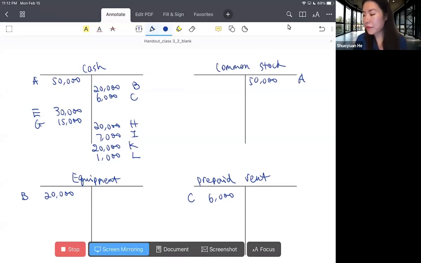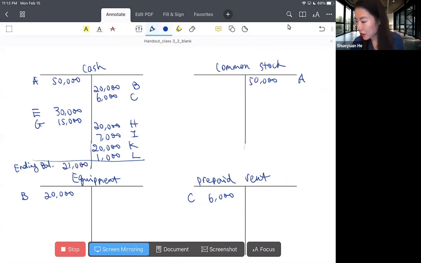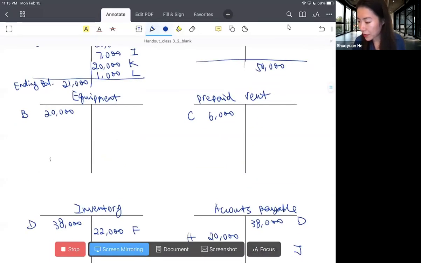So after we have posted all of the journal entries to ledger accounts, the next step is to make the unadjusted trial balance. But before that, we need to first calculate the balance for each of the accounts. So for cash, the ending balance is at the debit side, which is 21,000. Common stock ending balance is 50,000. Equipment ending balance 20,000. Prepaid rent ending balance 6,000.